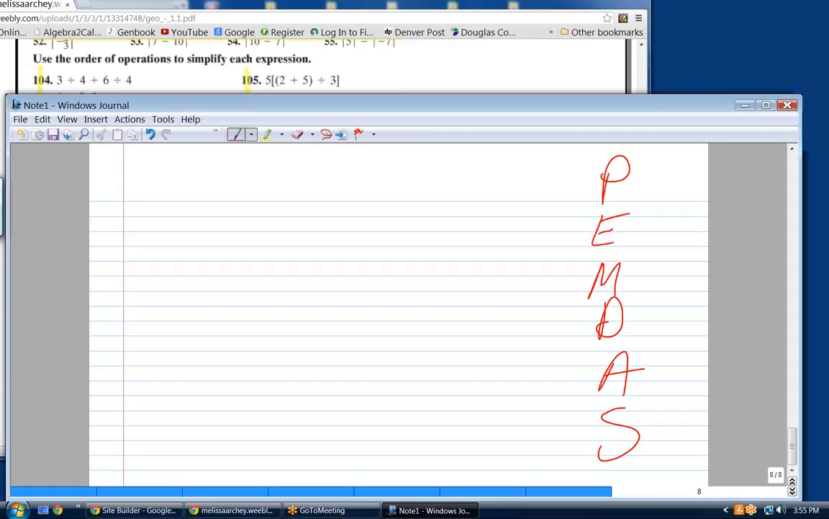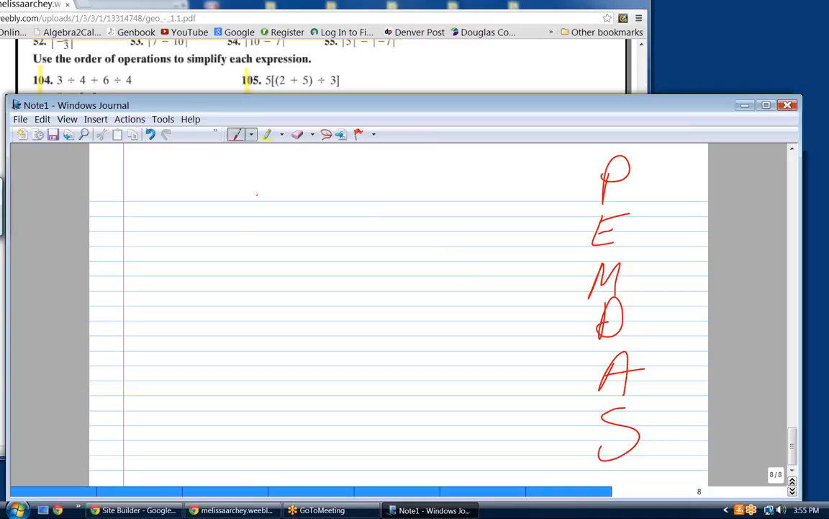All right. So for 104, there's no parentheses, there's no exponents, there's no multiplication, but there's a division. Let's do the divisions first. Is that 3 divided by 4? And that's divided by 6? And plus 6 divided by 4. So what's 3/4 plus 6/4? 9/4. That's the answer.